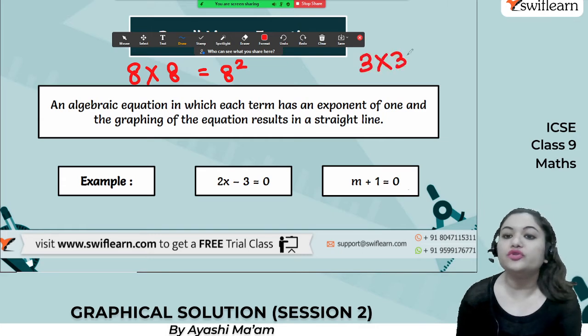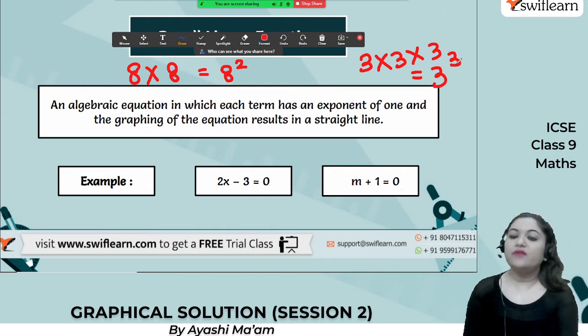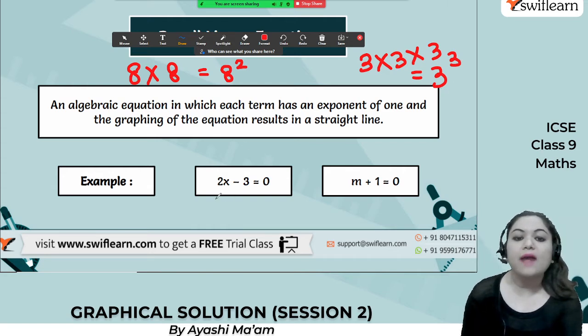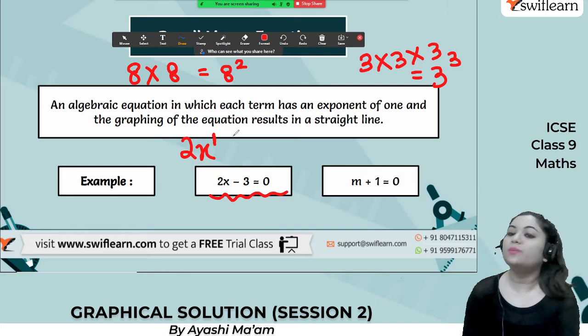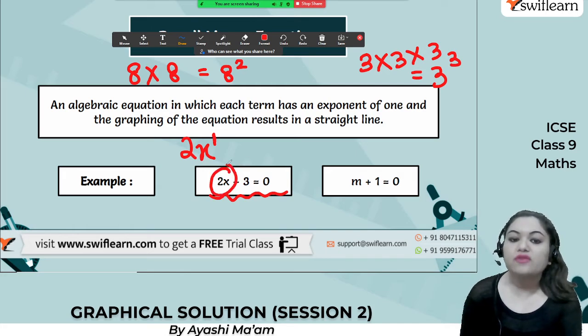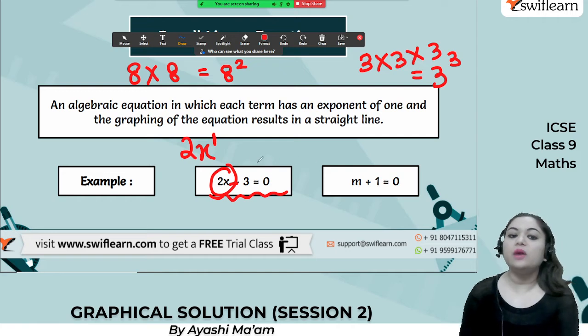Suppose 3 into 3 into 3. This is 3 raised to the power 3, so this will be the exponent of 3. Similarly, look at the linear equation. Here we have 2x. 2x means 2x raised to the power 1. That's why we are calling it a linear equation. Each and every term will have an exponent of 1.